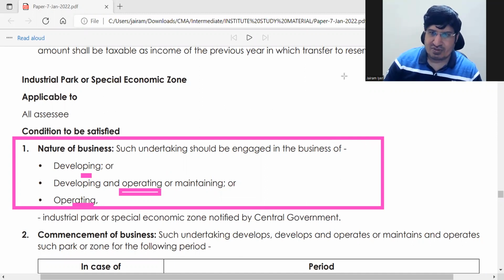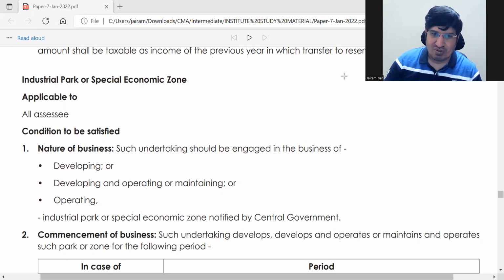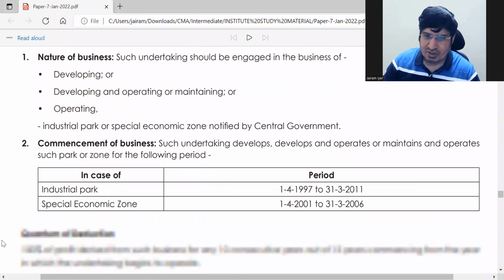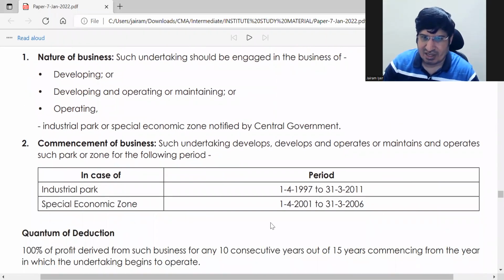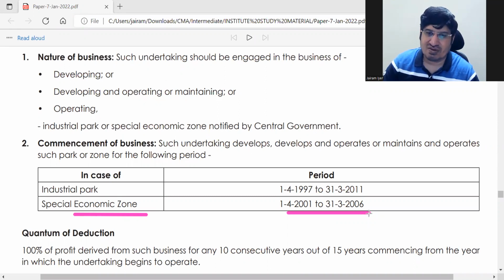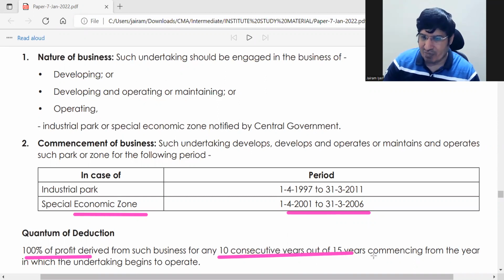And here you have been given this period. Here you can see that for special economic zone it is 1/4/2001 to 31/3/2006. So between this period only you could get deduction under this section. The deduction is the same as that. So it makes no difference to you.